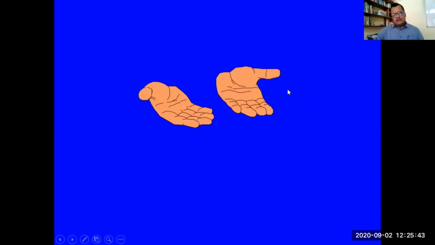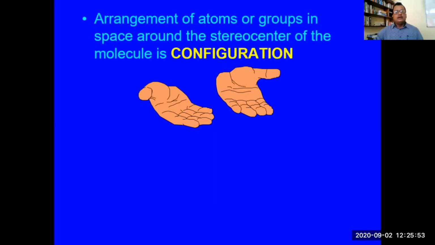So we say that the right hand and left hand have different configuration, meaning the geometrical arrangement of the fingers is different. So the arrangement of atoms or groups in space around the stereocenter of the molecule is what we call configuration.